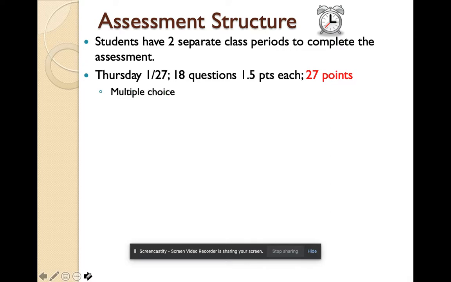So Thursday, you'll have 18 questions, 1.5 points each, so that is 27. Just like AP that has the multiple choice and the free response, each of them are weighted equally, so will ours be. It'll be multiple choice and it's going to be on AP Classroom.